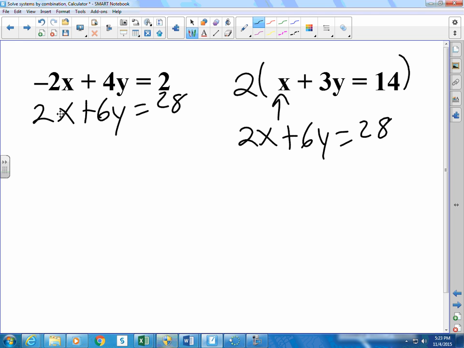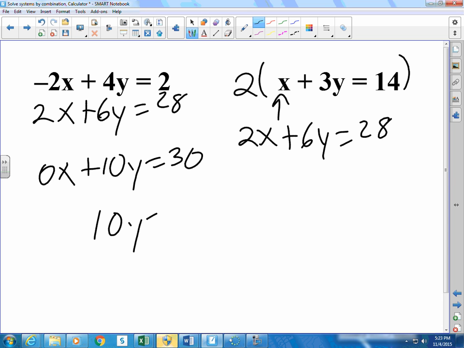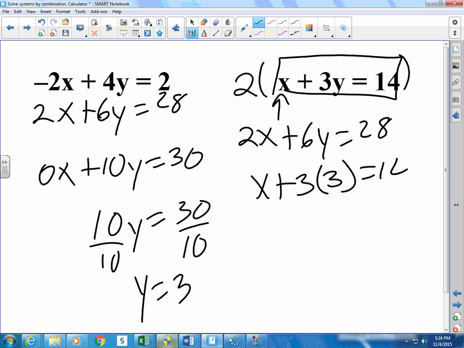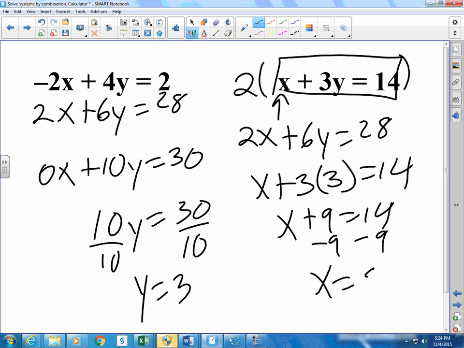negative 2x plus 2x is 0x plus 10y equals 30 if I add those two equations. Well, if 10y equals 30, then we can say y equals 3. And if y equals 3, then I can plug that in over here to the original equation. We'll say x plus 3 threes equals 14. So x plus 9 equals 14. Subtract the 9, and you get x equals 5.